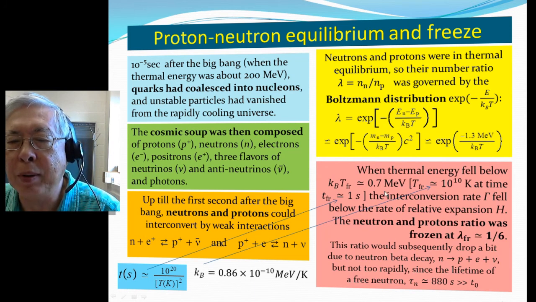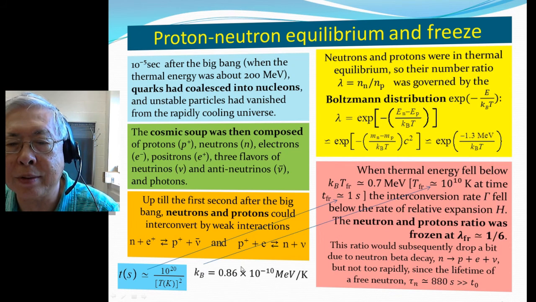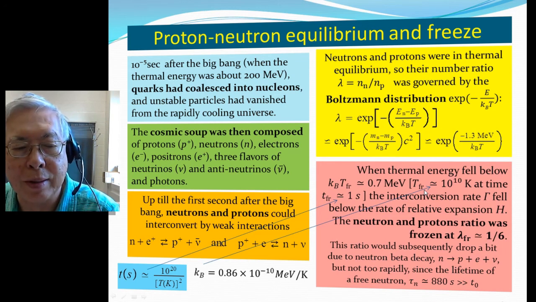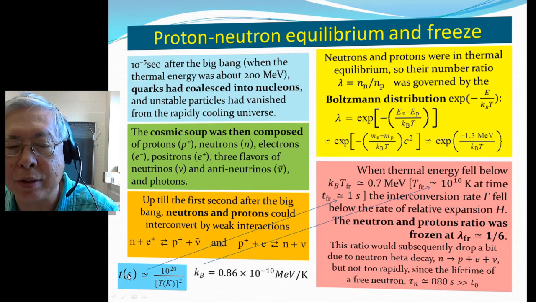When the thermal energy fell below the so-called freezing point, which is about 0.7 MeV, converting MeV into temperature, you just divide by the Boltzmann constant, and you get about 10 billion Kelvin. This is about 1 second after the Big Bang, because knowing the temperature, you can plug into this formula and get the cosmic time, which is about 1 second. Now the interconversion rate, gamma, fell below the expansion rate H, so that's how people arrived at 0.7 MeV.